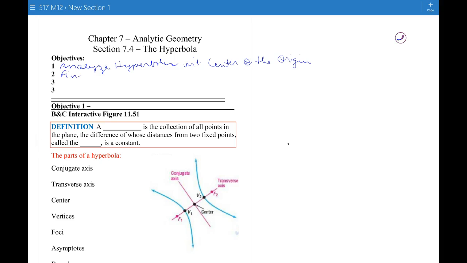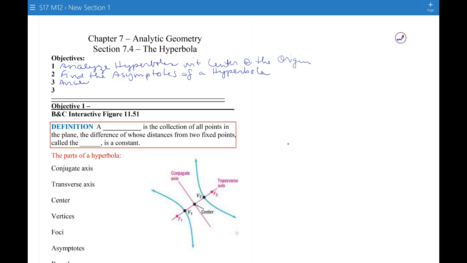And then we need to find a feature of hyperbolas called the asymptotes. So you'll see these are quite different than the vertical asymptotes we found with rational functions. They're going to be slanted. So we need to be able to find the asymptotes of a hyperbola because they help us draw it correctly.